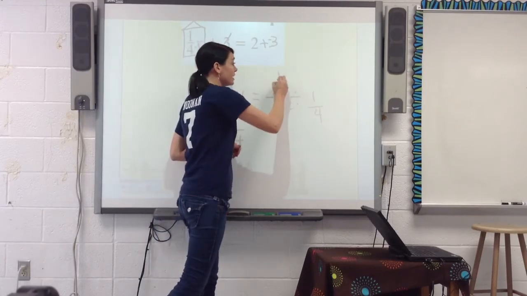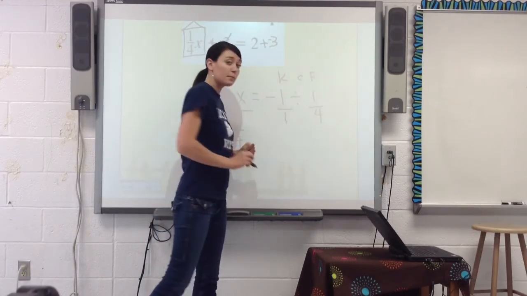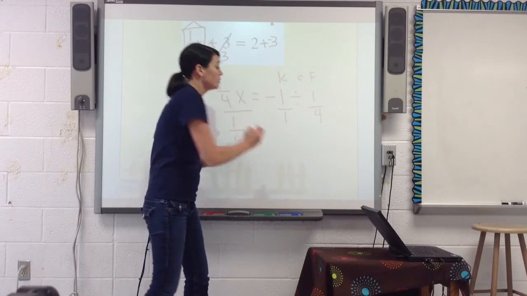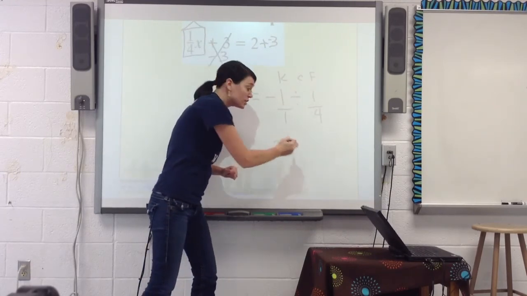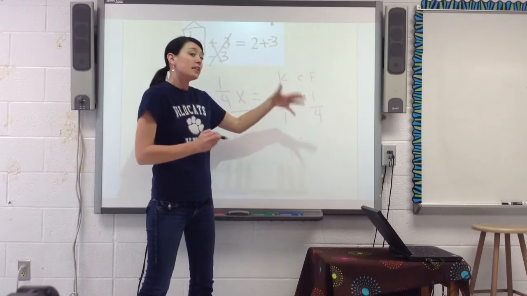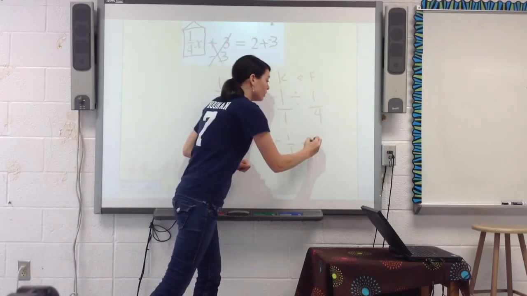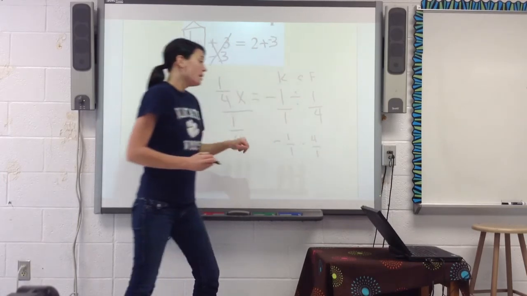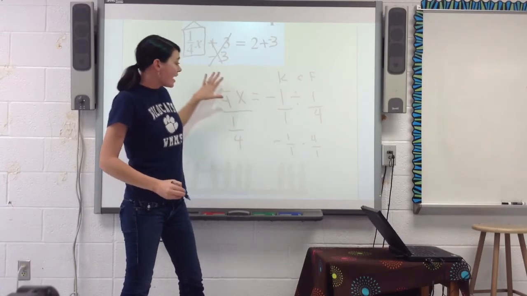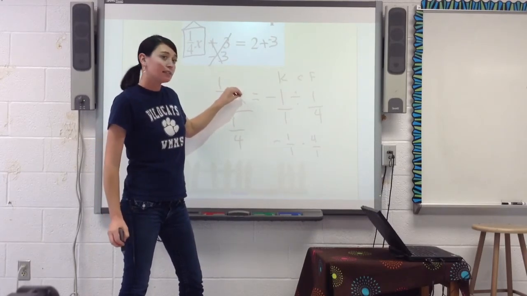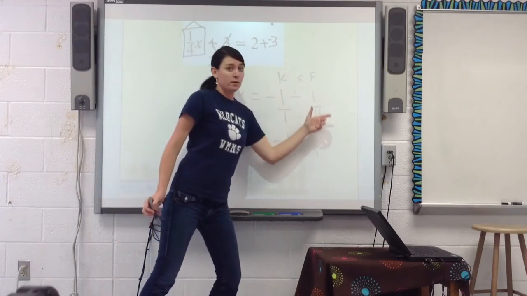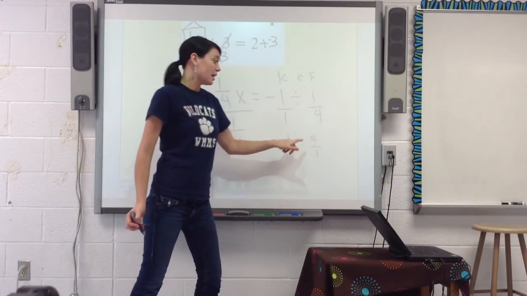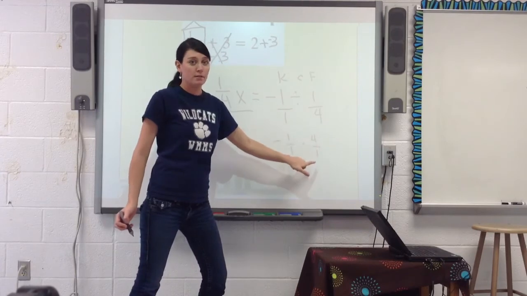We know from last week that we have to do keep, change, flip, your KCF. So we could do -1 over 1. Change your division to multiplication. Flip that fraction and make it 4 over 1. But now you can see, if I had 1/4 times x, the inverse operation, I did all of this work to divide by 1/4. And I ended up just multiplying by the reciprocal.